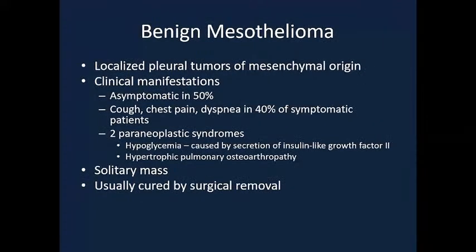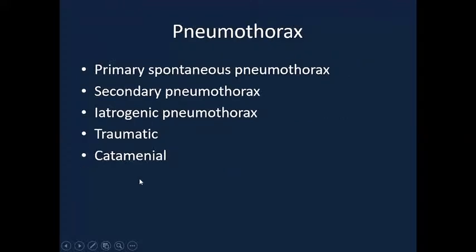So benign mesothelioma is usually localized pleural tumors of mesenchymal origin, asymptomatic in most cases, but patients will present with cough, chest pain, dyspnea in about 40% of symptomatic cases. It can be associated with paraneoplastic syndromes, and can also present as a solitary mass and be cured by surgical removal.